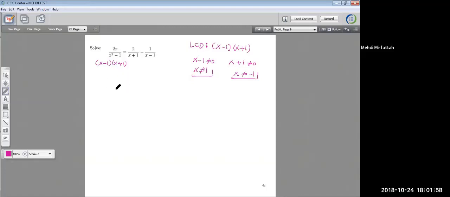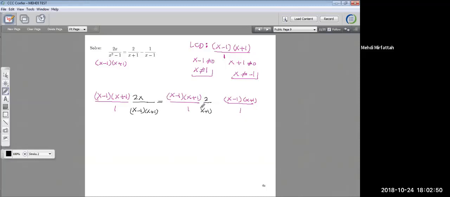So the next step is to multiply each term by the LCD here. This would be x minus 1 times x plus 1 over 1. There are three terms here, so I need to multiply each term by that. If I do the same thing with the next one and the last one, that guarantees to eliminate all the fractions that I have here. The first term here is 2x over x minus 1 times x plus 1. You can see how that x minus 1 times x plus 1 would drop to 1. Then I have the equal sign here. Next term would be 2 over x plus 1. You see x plus 1 cancels also. And the last term would be 1 over x minus 1. So by doing this, you can see I'm reducing all these fractions, all turn to 1.